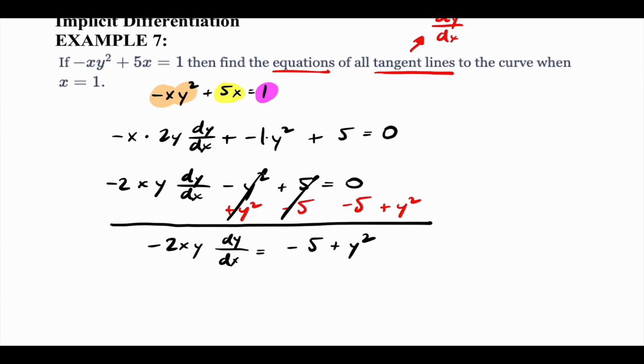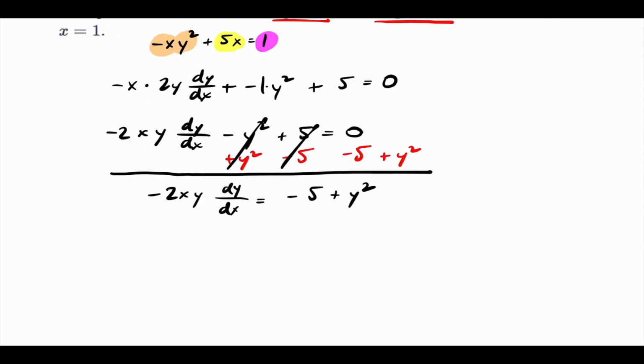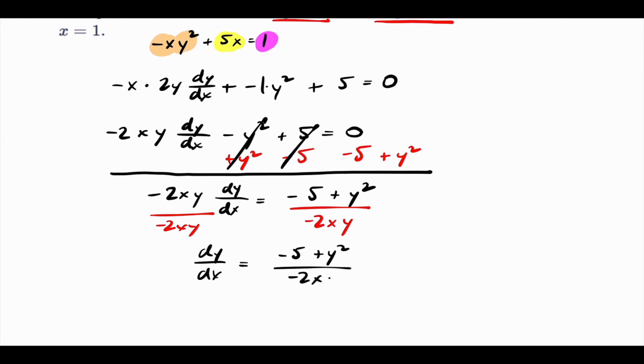Okay, so I added y squared, subtracted 5 to both sides, because those did not have dy dx's. So now the only guy that has a dy dx tag or notation is the negative 2yx, right? Well, I'm going to divide by negative 2xy. And that's the derivative.